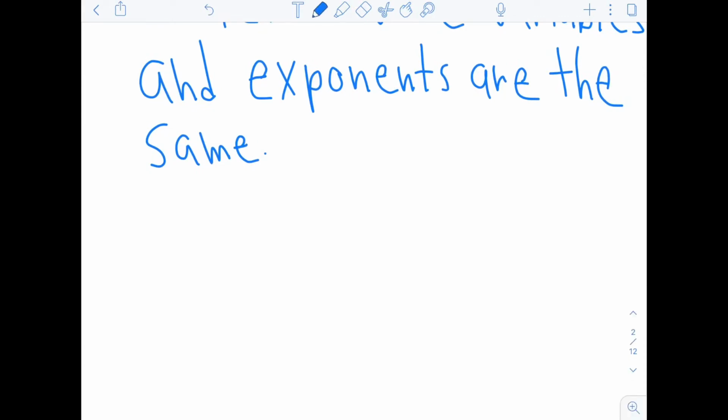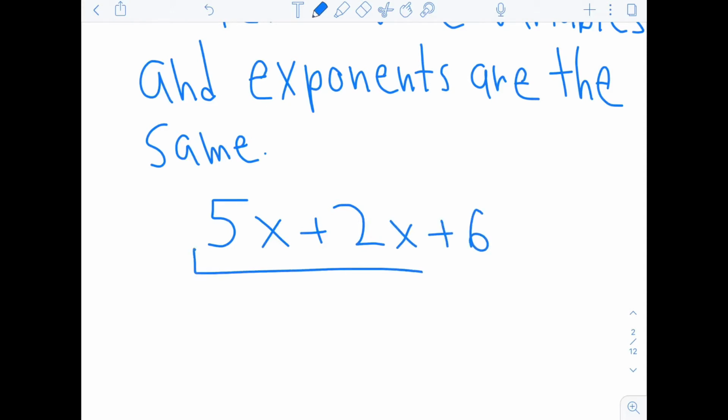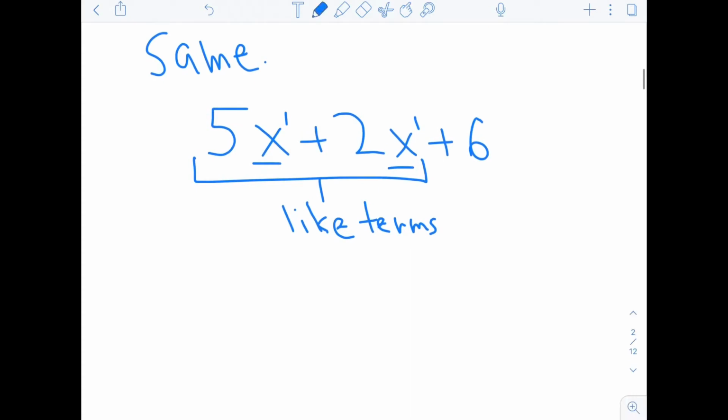So for example, 5x plus 2x plus 6. The 5x and 2x are like terms because they have the same variable and the exponents are the same. They're both the power of 1. So we could combine this into 7x.